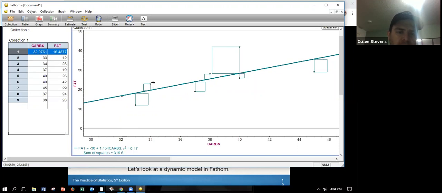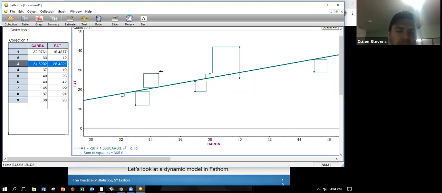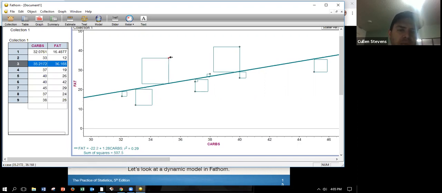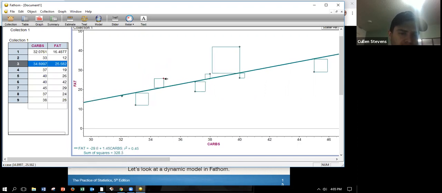If I take a point here and move it further away, that's more of a squared distance. Notice down here, what's moving is called the sum of squares. The residual model works really hard to minimize the sum of squares.